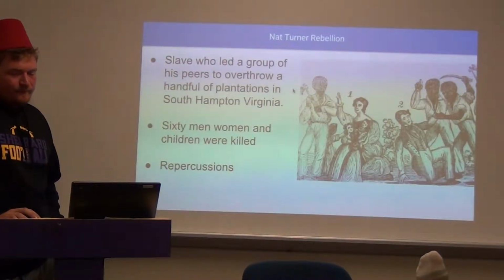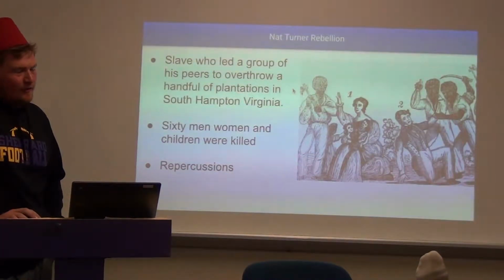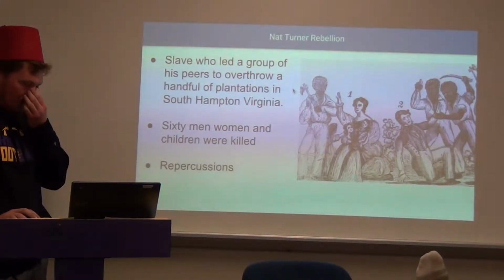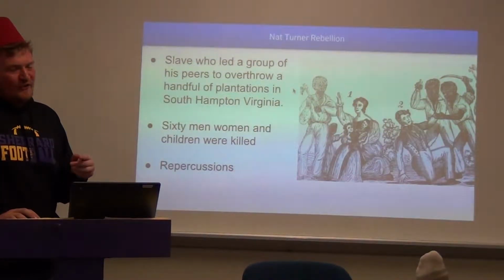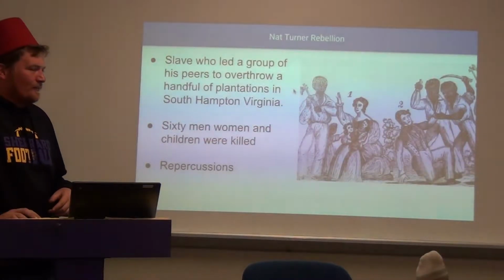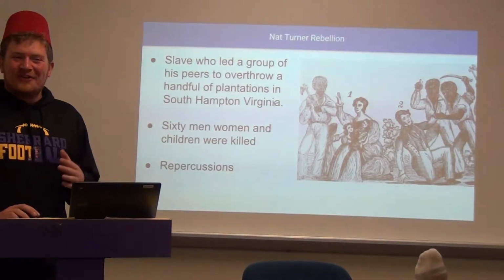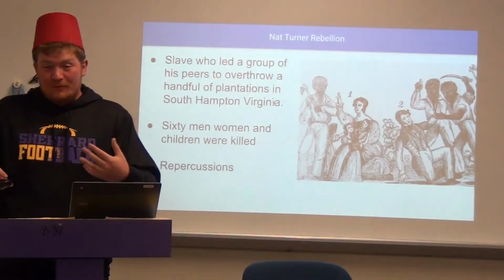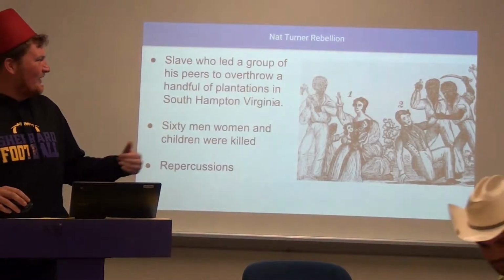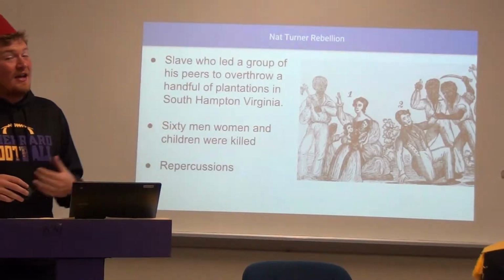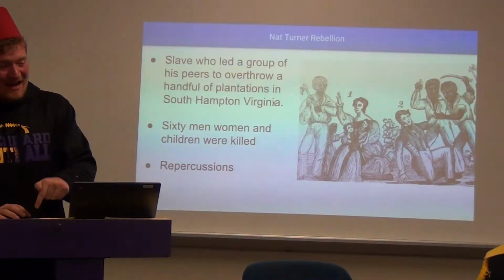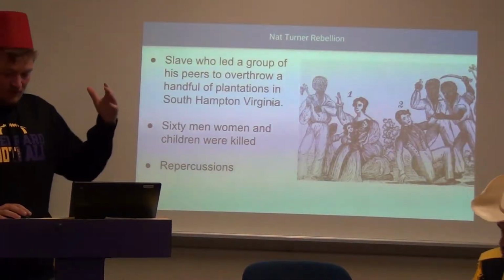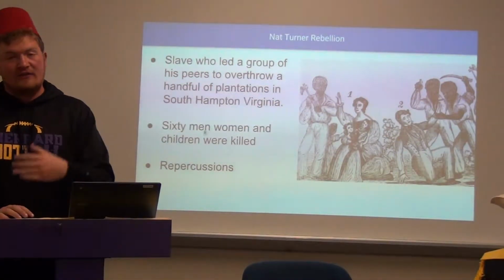Nat Turner Rebellion. Nat Turner is an interesting person. I'm going to show you a quote in a little bit. He was a former slave who initiated the largest slave rebellion in American history. What he did, he got several slaves from the plantation that he was living in Southampton, Virginia, and he started a riot. He killed the plantation family in Southampton. Went to the next plantation, did the same thing.